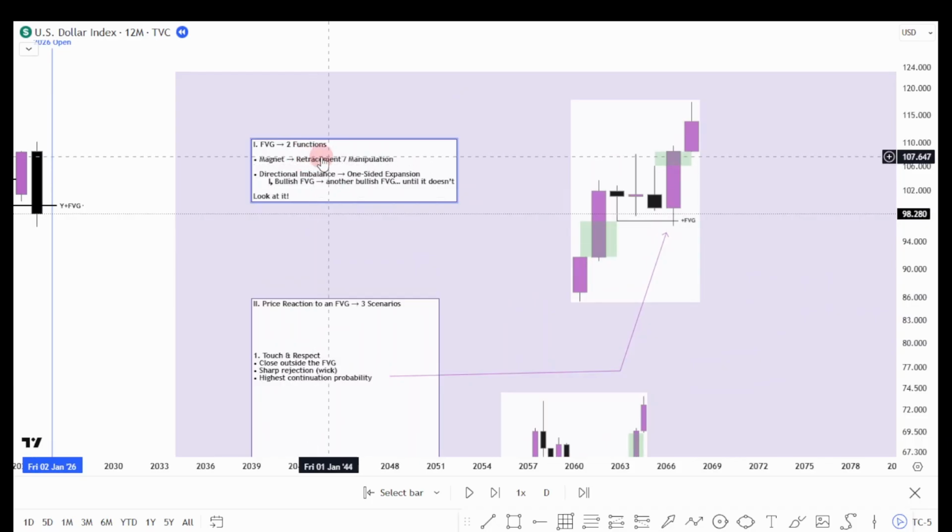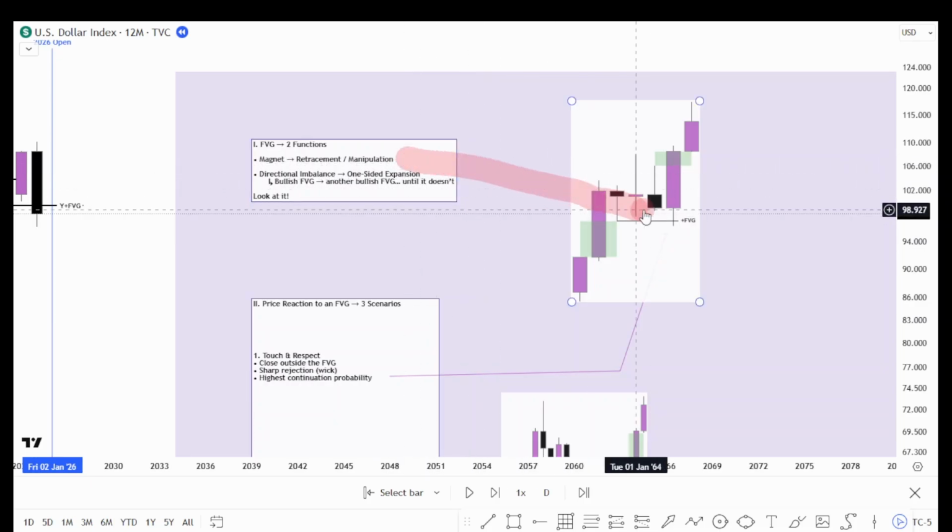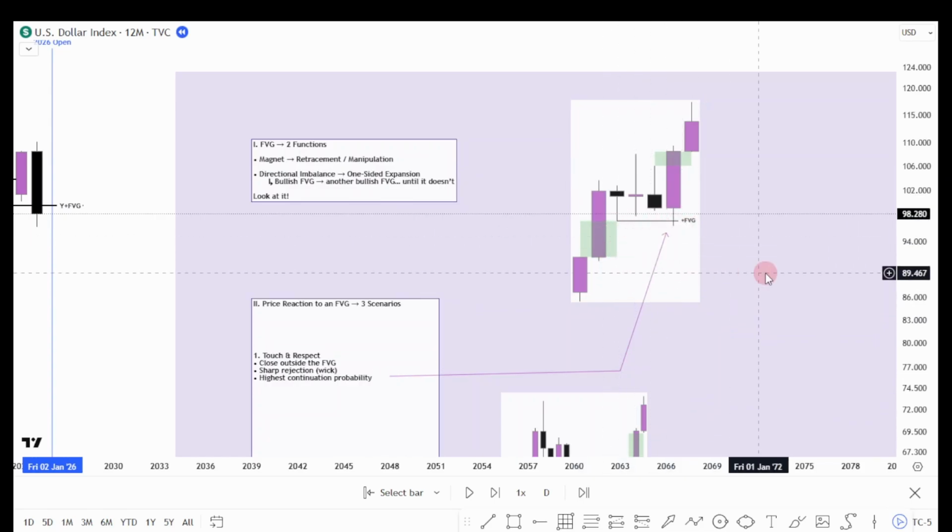The fair value gap acts in two aspects. One, a magnet for retracement and manipulation. Therefore, whenever the market fails to continue expansion or starts retracing or looks for manipulation, be sure that price will magnet towards the nearest valid fair value gap. And then you wait for respect to continue, or disrespect for possible reversal or consolidation.